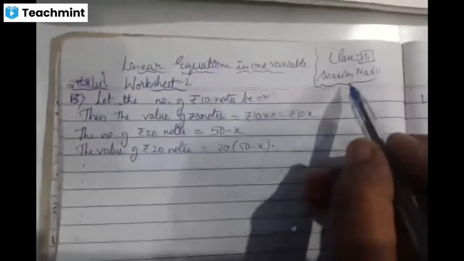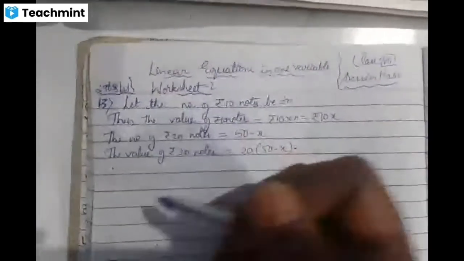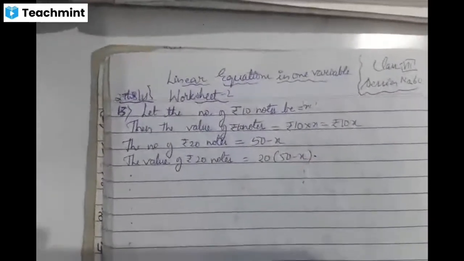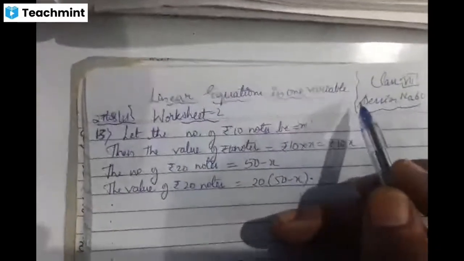Namaste children. In this session number 60, we are going to discuss the problems from worksheet number 2 and also solve the problems from value based questions and some of the questions from brain teasers in this session under the chapter linear equations in one variable.